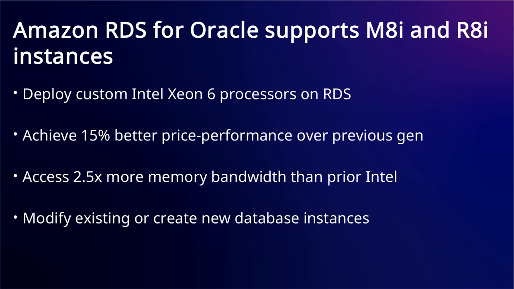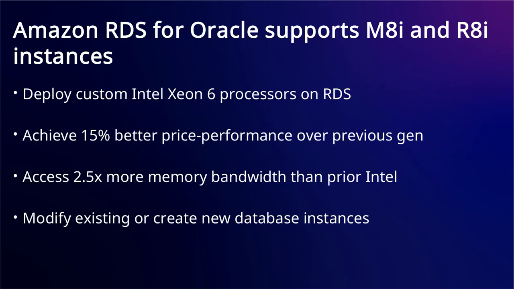Running Oracle databases on previous generation instances limits your performance and increases operational costs due to lower memory bandwidth and processing capabilities. You can now deploy M8i and R8i instances on Amazon RDS for Oracle to address these constraints. These instances use custom Intel Xeon 6 processors exclusive to AWS. You achieve 15% better price performance compared to previous generation Intel-based instances, reducing your database operating costs while maintaining performance.